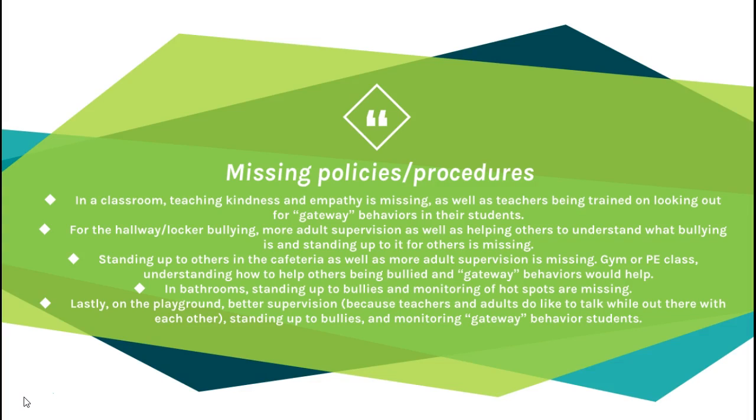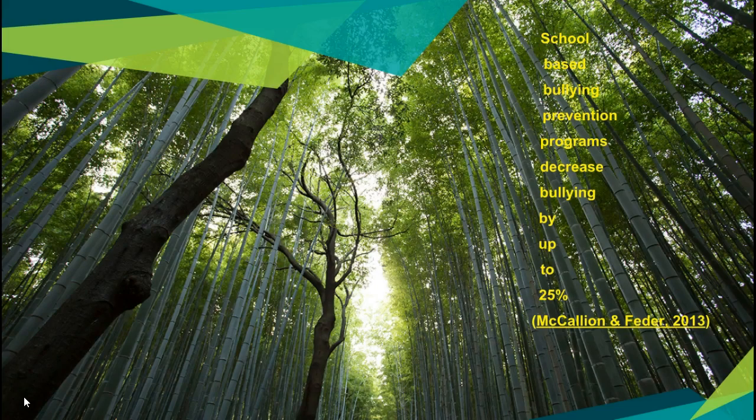I think monitoring gateway behaviors in students, adult supervision, and teaching empathy and how to stand up for others is very important. That would help lower all the circumstances of bullying. I had a hard time finding statistics on bullying after prevention programs, but I did find one that said school-based bullying prevention programs decreased bullying by up to about 25%.